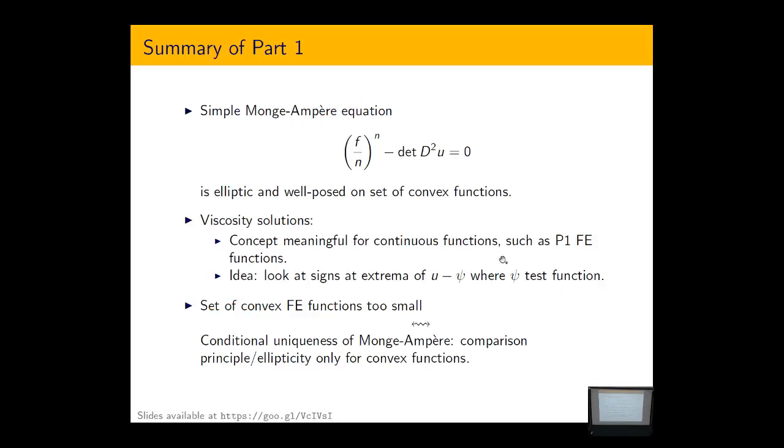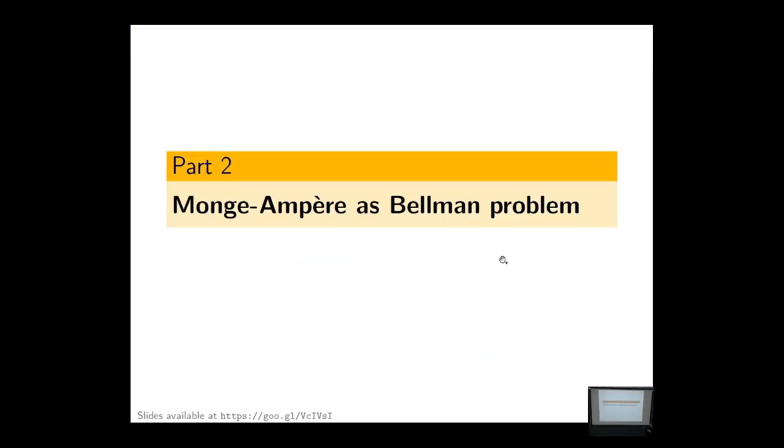Okay, so that summarizes part one, and let me just put it together. The equation we look at is the simple Monge-Ampère equation, which has a structure that is elliptic and well-posed on the set of convex functions. Our solution concept is that of viscosity solutions, which is a meaningful concept on the set of continuous functions. The idea is to look at the extrema between U and some test function. And we see already that if you do a straightforward discretization, issues like the notion of discrete convexity raise questions. So what we do now is we rewrite the problem.